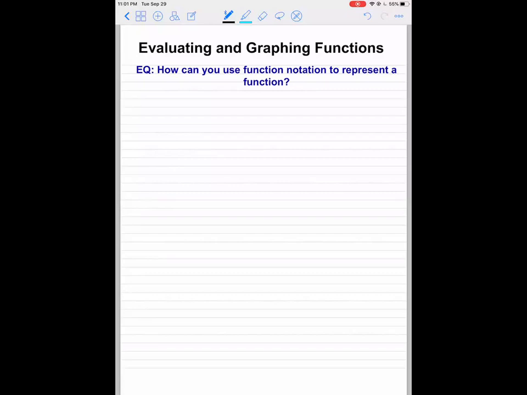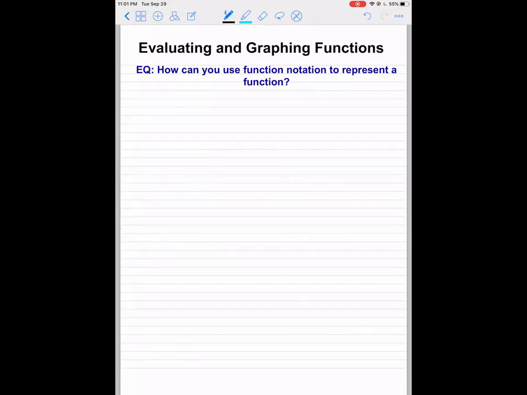About evaluating and graphing functions for lesson 2. In lesson 1, we talked about identifying a function. What is a function? Today, we're going to talk about evaluating and graphing them, kind of what to do with those functions. Our essential question is, how can you use a function notation to represent a function? So we'll be talking about functions and function notation a lot. So you should be able to answer this question by the end of the lesson.